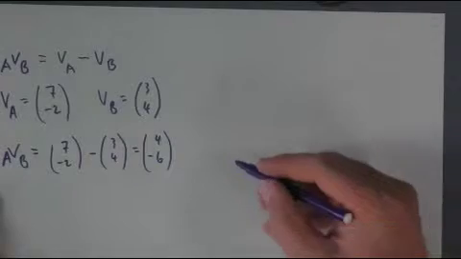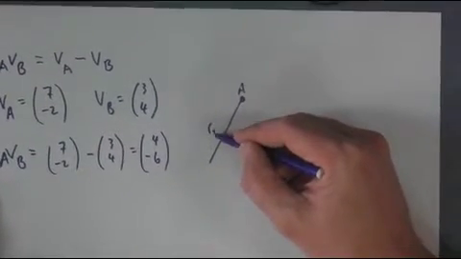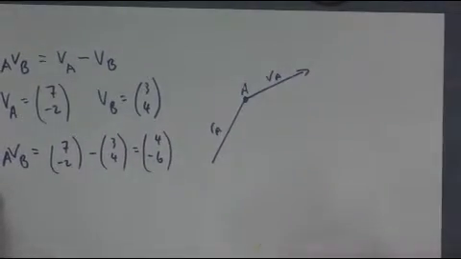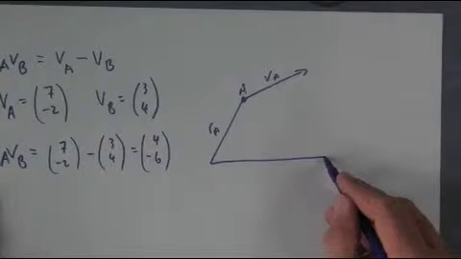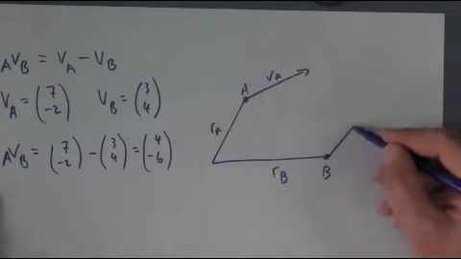Well, diagrammatically what it means is that if I have a particular object A, so it has a position vector A and it has a velocity, and also I have a particular object B, so it has a position vector B, and it also has a velocity.